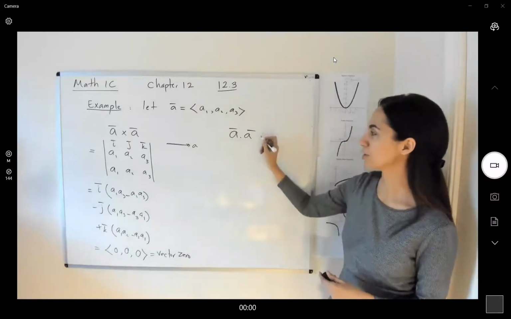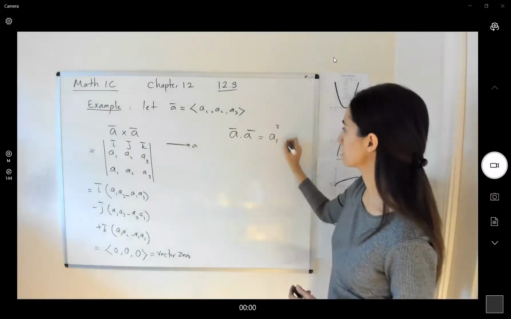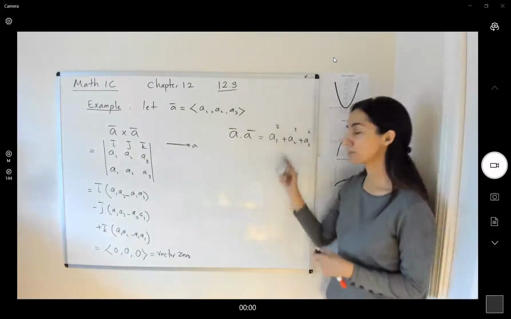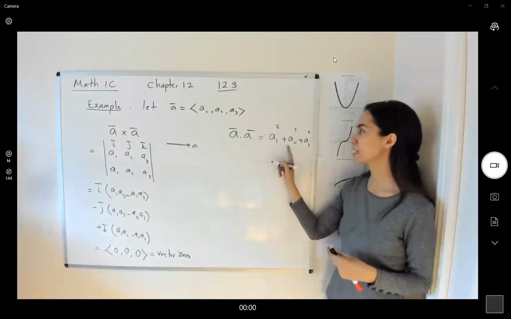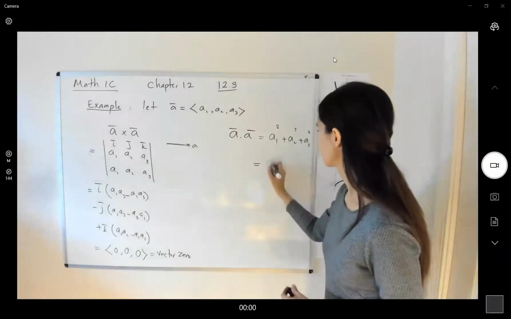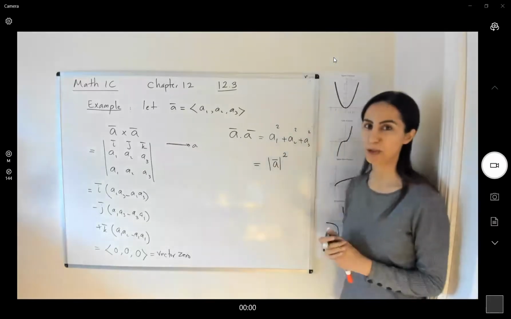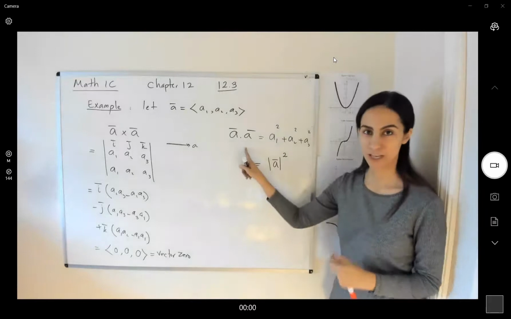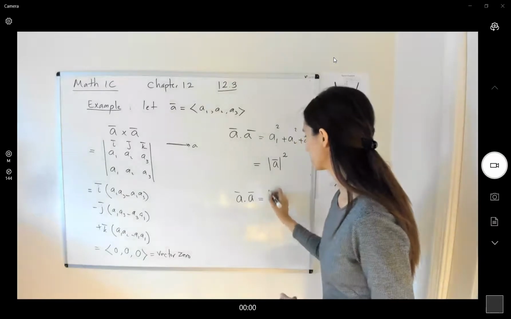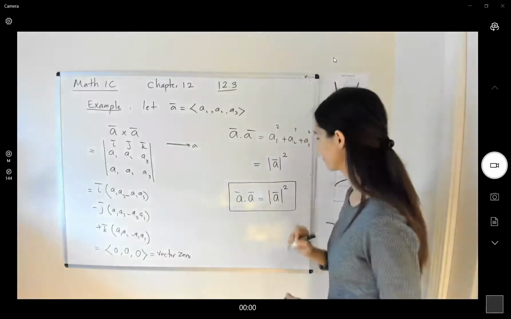What about the dot product? The dot product is going to be like this: a1 times a1, a1 squared, plus a2 squared, plus a3 squared. But remember that a1 squared plus a2 squared plus a3 squared is equal to the magnitude of A raised to the second power. So the dot product between A and A is nothing except the magnitude of A squared. New formula for you.